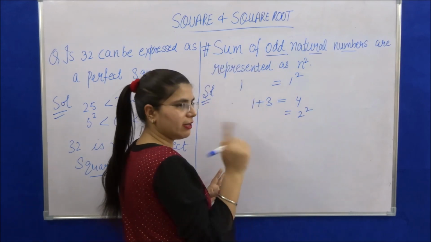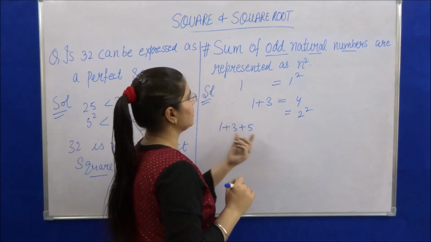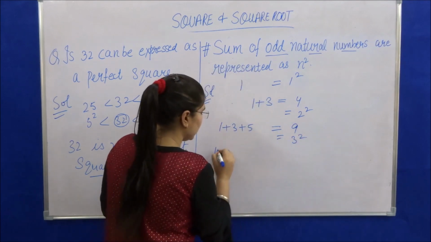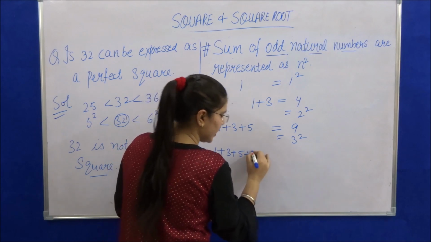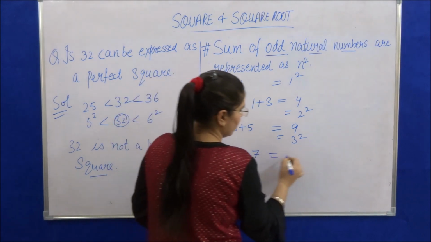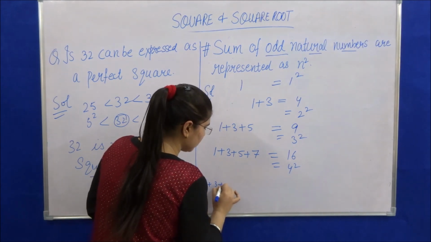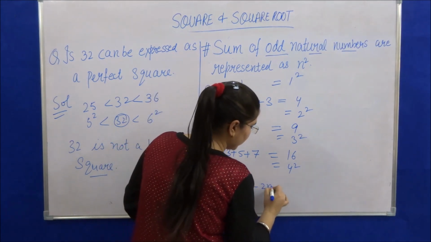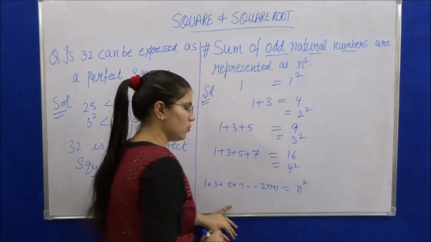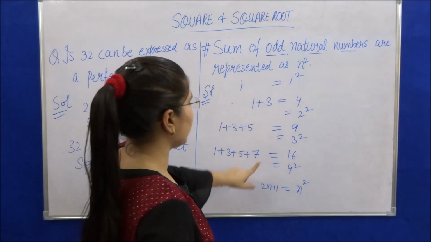Now next is 1, 3, 5. The sum 1 plus 3 plus 5 is equal to 9, which can be written as 3 square. In a similar way, 1 plus 3 plus 5 plus the next number 7 is equal to 12 plus 3, 15 plus 1, 16, which is 4 square. In a similar way, we can write 1 plus 3 plus 5 plus 7 and so on up to 2n plus 1, which is equal to n square. So in this way, we can represent the sum of odd natural numbers as n square.